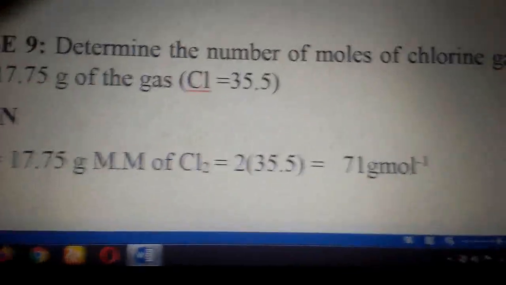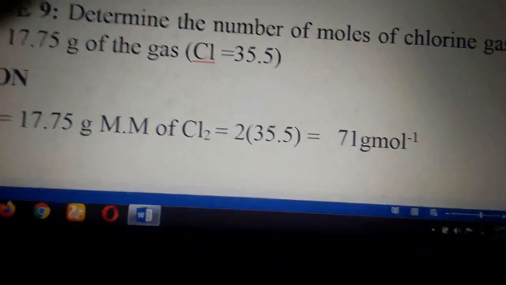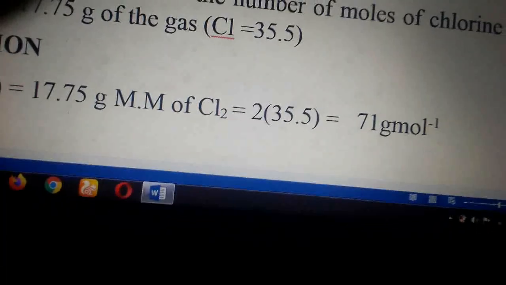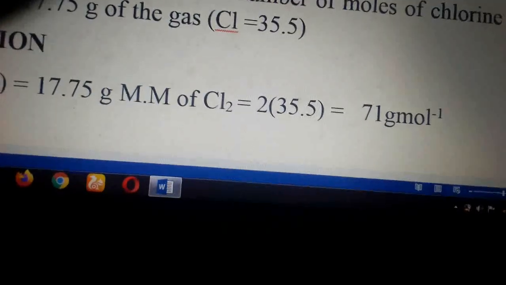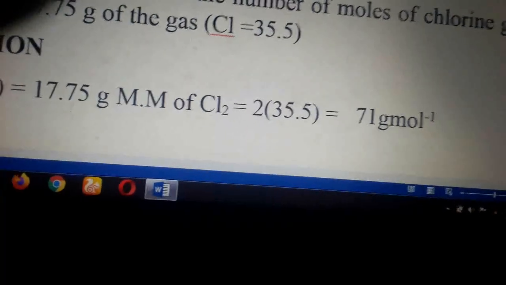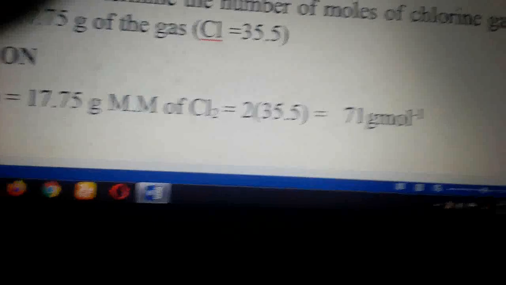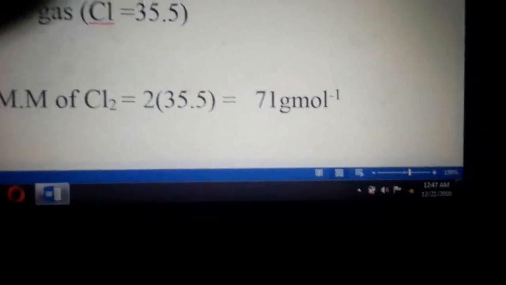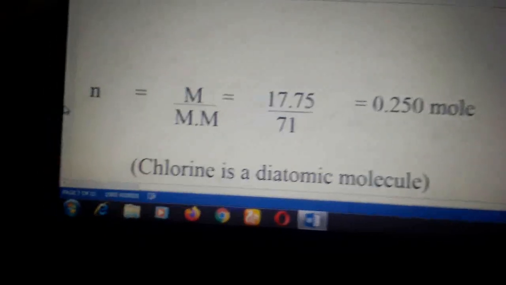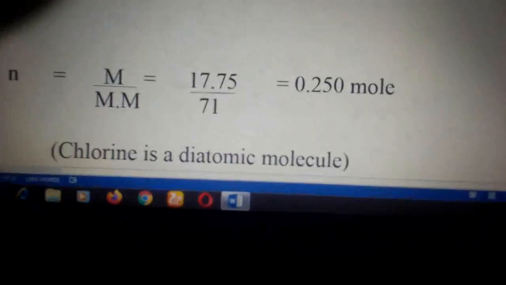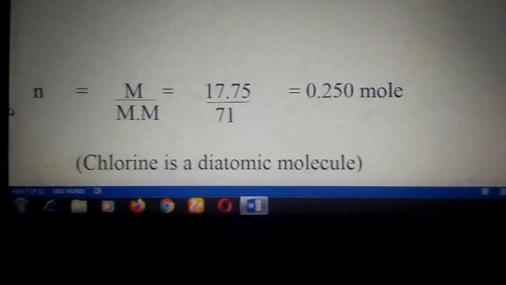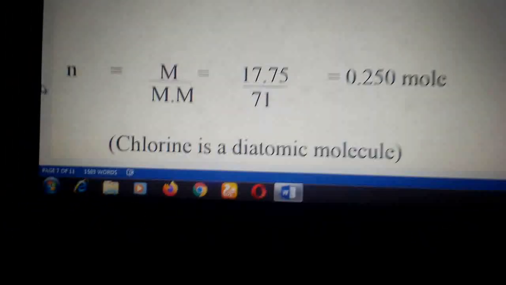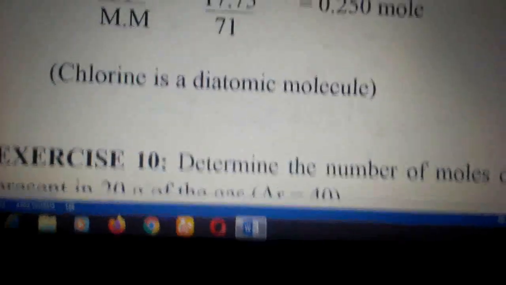At the beginning of this topic, I gave you examples of elements that exist as diatomic molecules. I gave you hydrogen, H2, oxygen, O2, chlorine, Cl2, nitrogen, N2, bromine, Br2, iodine, I2, and so on. So this is the molecular mass of chlorine, 71 grams per mole. Now I use number of moles equals mass over molecular mass, 17.75 over 71, which gives 0.250 mole, because the gas is a diatomic substance.